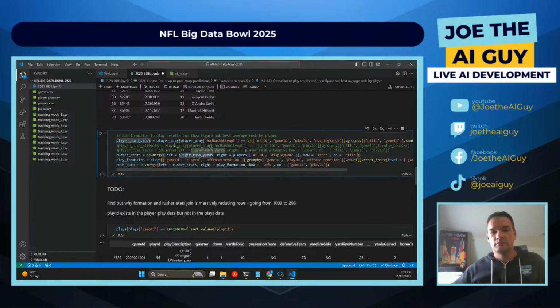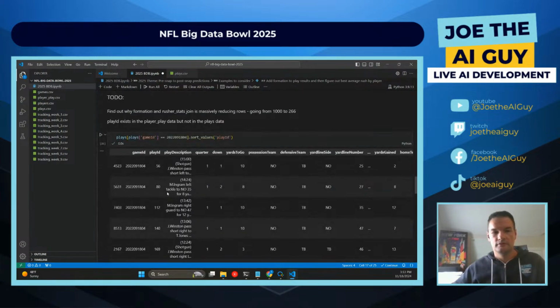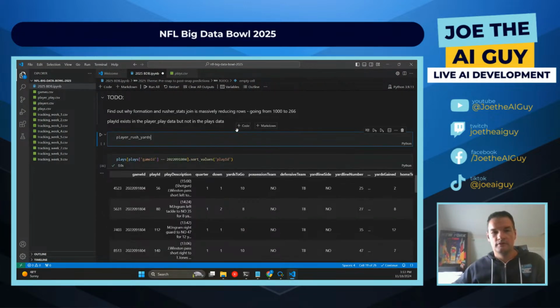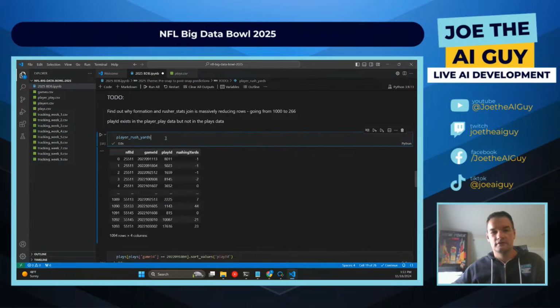So the rush here is from player rush yards. Let's add one minute right there.